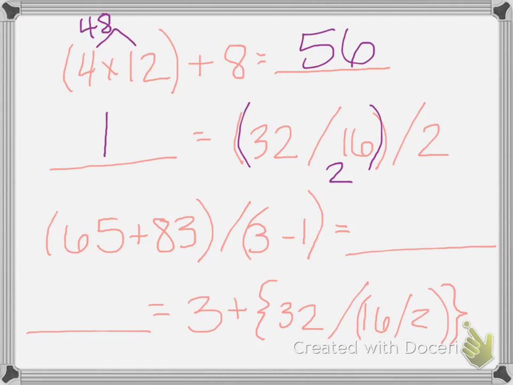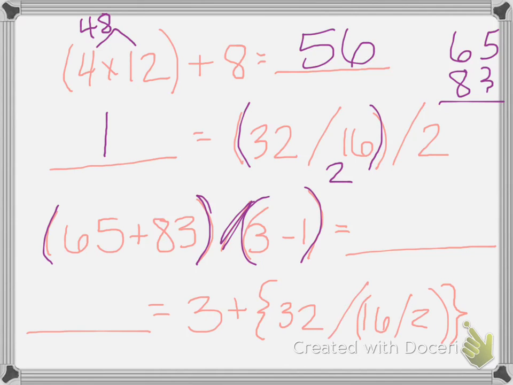For C, we have 2 parentheses. We have 65 plus 83, and then we have 3 minus 1. So we have to do those before we divide. So first we do 65 plus 83. 3 plus 5 is 8. 8 plus 6 is 14, so this is 148.